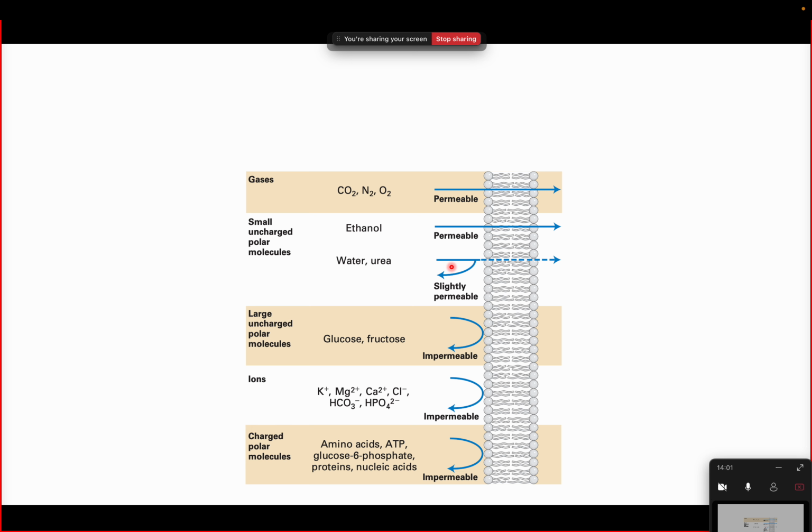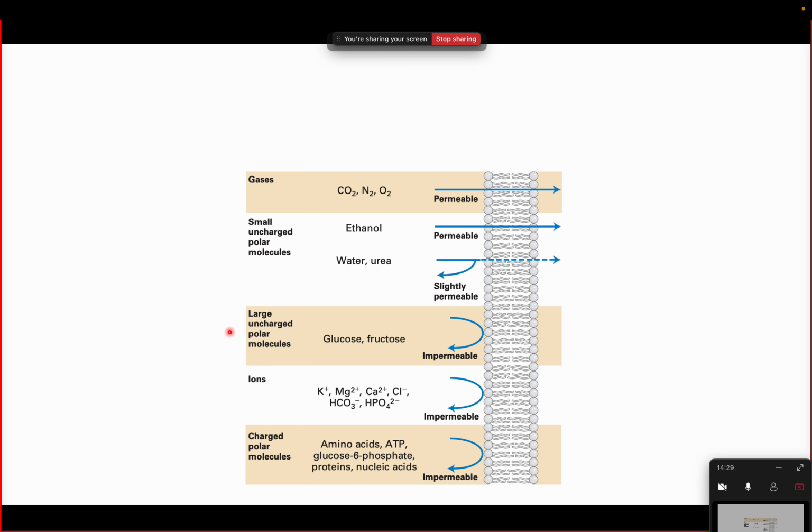So if there is a requirement in the cell for a huge influx of, suppose, water or urea or ethanol, then mere diffusion across the membrane will be a slow rate, and hence the cell might suffer the consequences if the need is not fulfilled in the required time. Though it can transport, the permeability is still less because of the energy barrier.